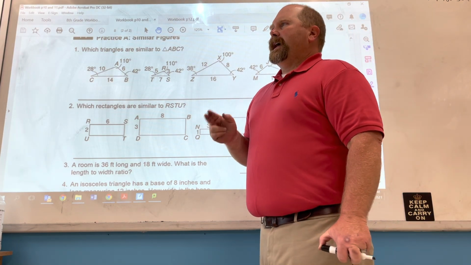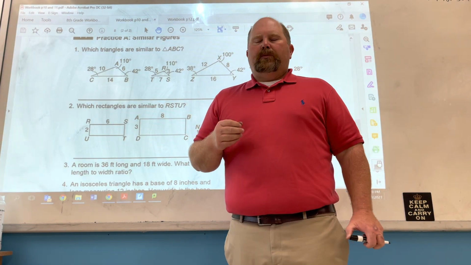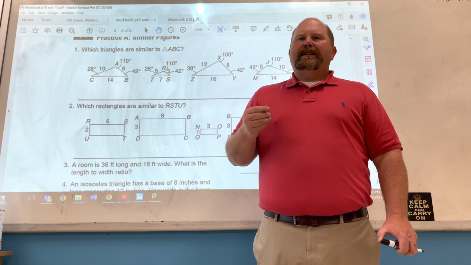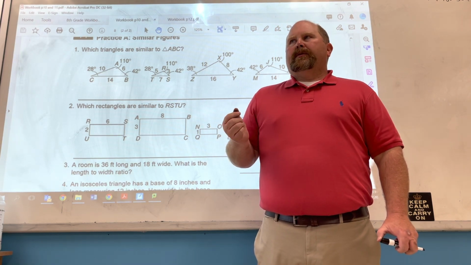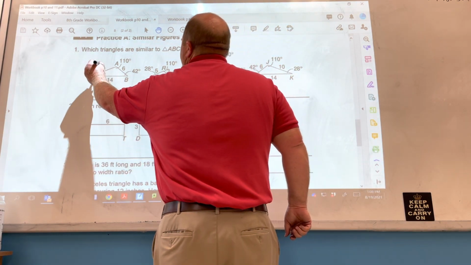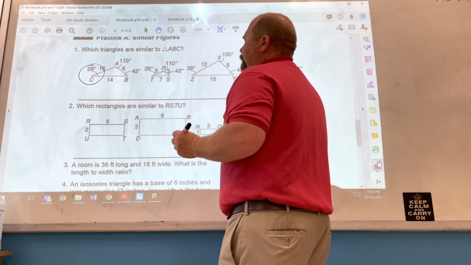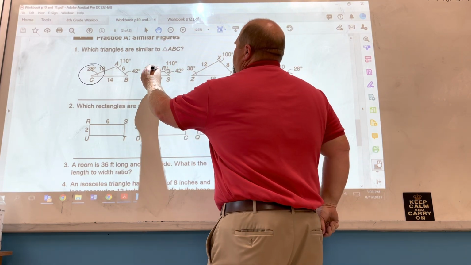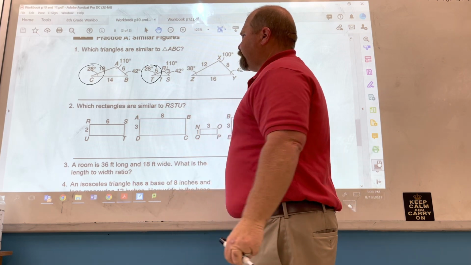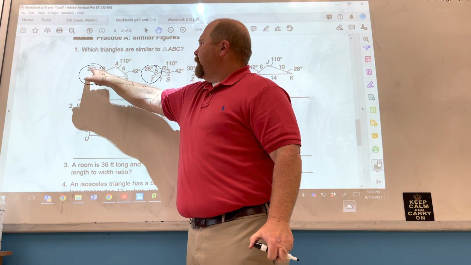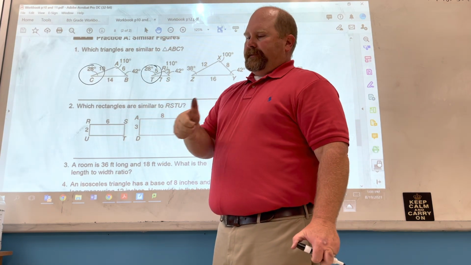Are the corresponding angles congruent? All right, let's put that in regular words. Corresponding, meaning matching. Are the matching angles congruent? Congruent means the same. So matching angles. If I'm talking about angle C, what does that match up with on the small triangle? It would match up with angle T. Are the corresponding angles congruent? 28 degrees? 28 degrees. Yes.